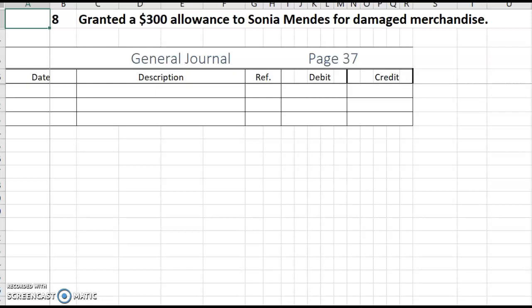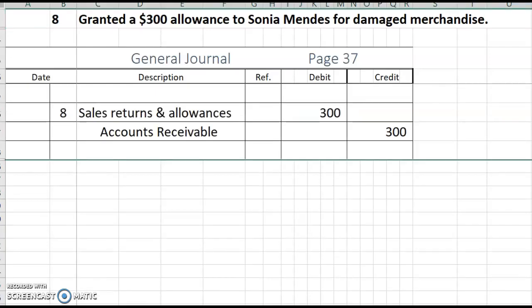So we need to reduce our sales, but we're not going to reduce the sales account directly. We're going to use a contra account, and that's what we're going to debit. So we're going to debit sales returns and allowances, $300, and credit accounts receivable. We'll see the sales returns and allowances is going to be subtracted from sales to get to the net sales that we show on the income statement. But we want to use this contra account to track the amount that we're giving in returns and allowances to our customers.